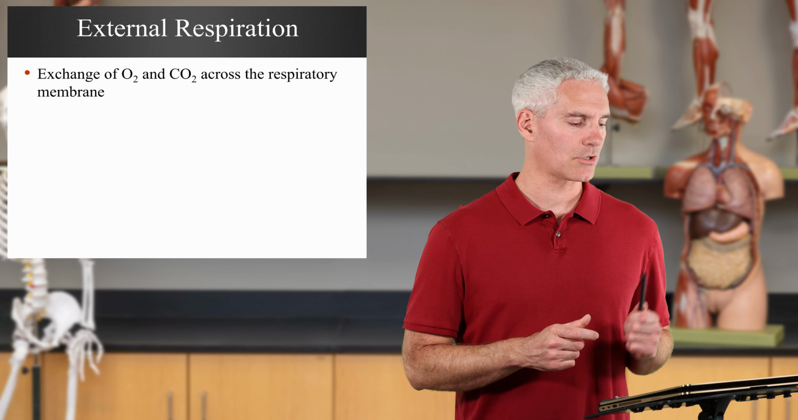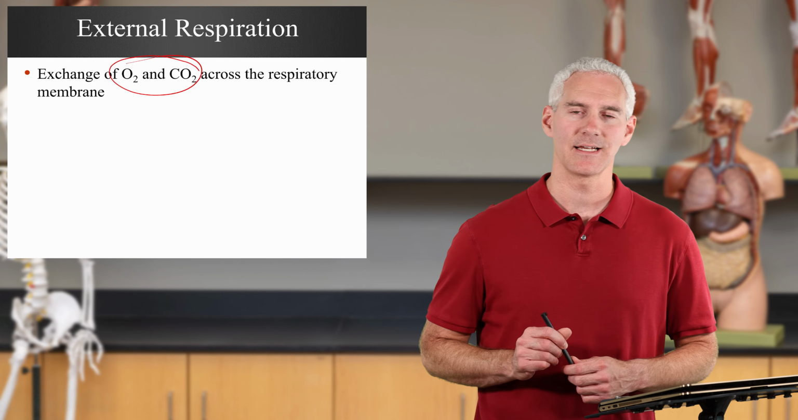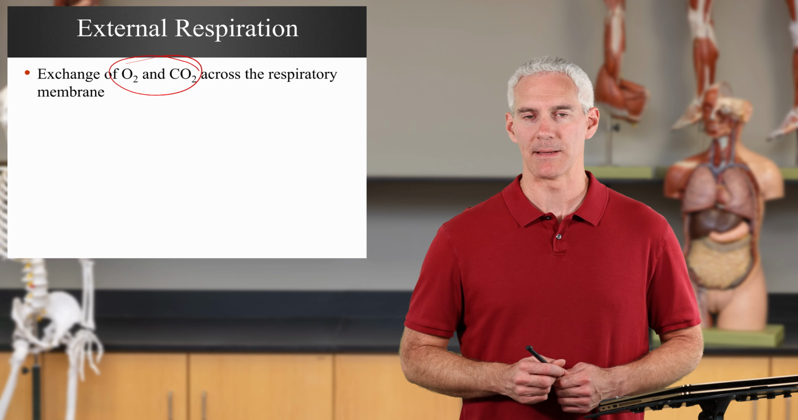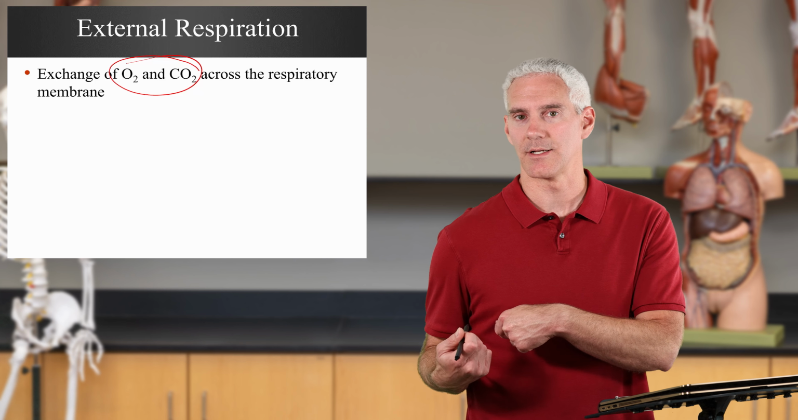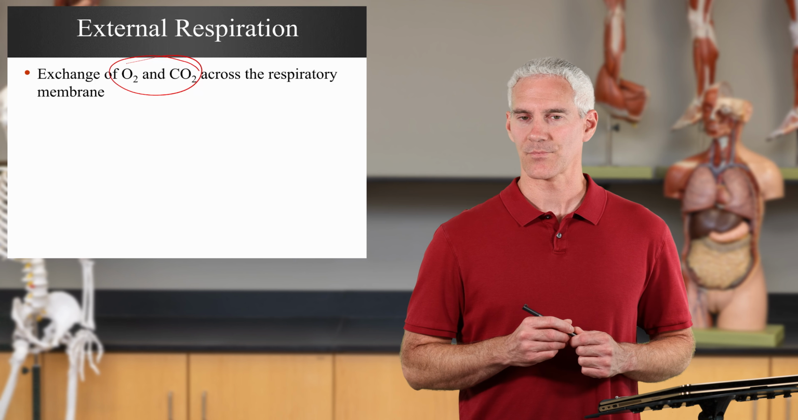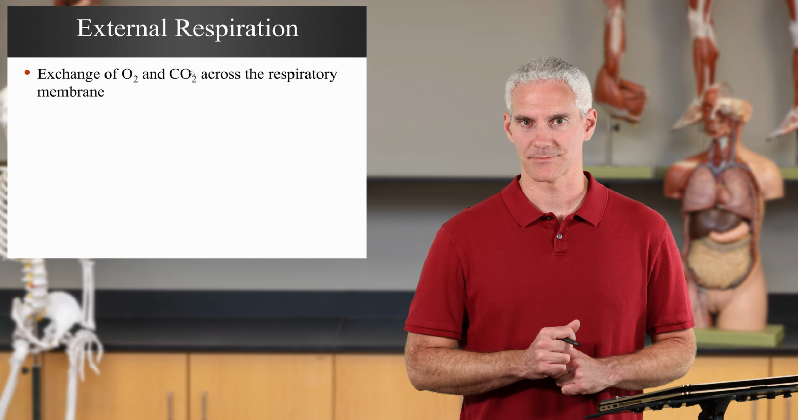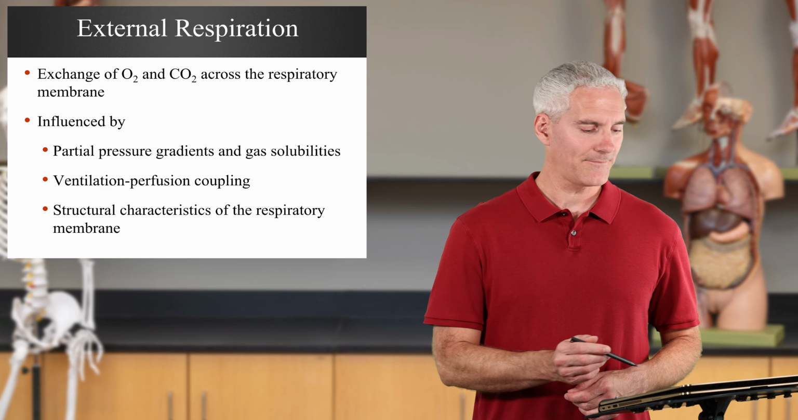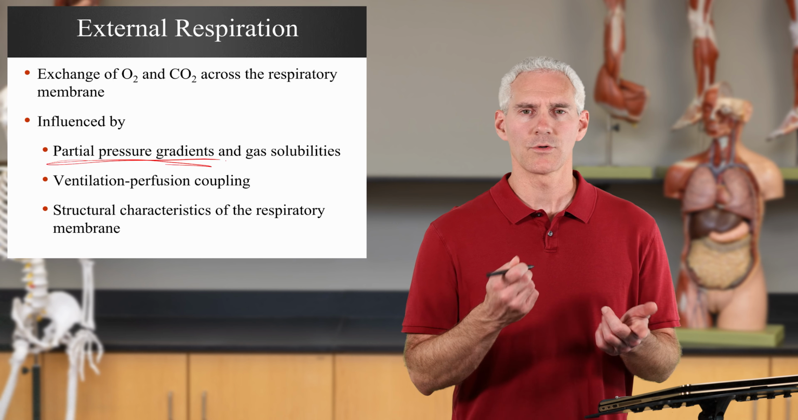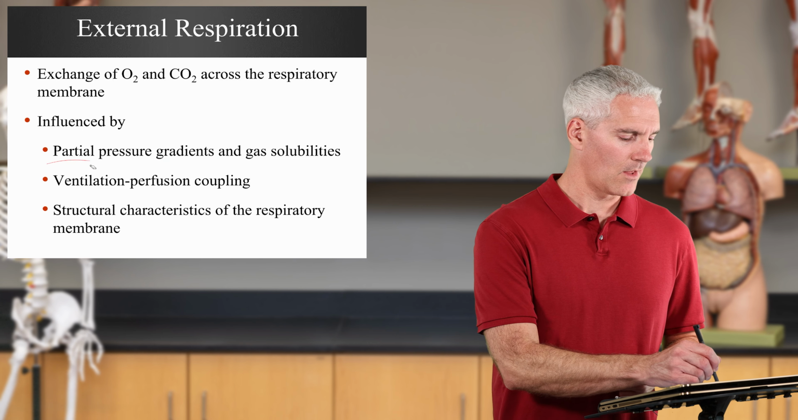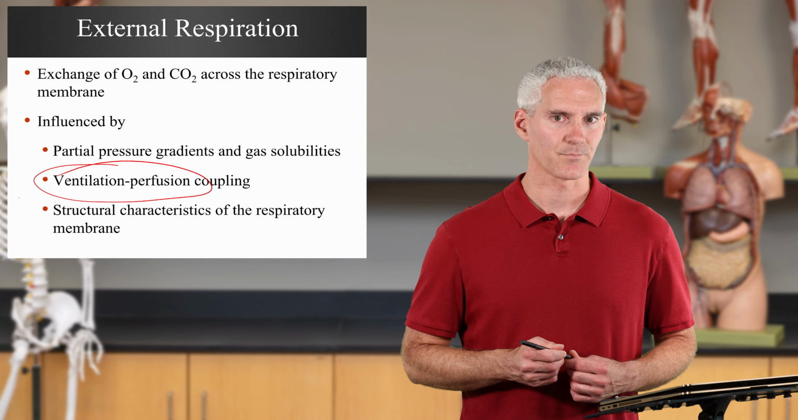All right, so external respiration, exchange of oxygen and carbon dioxide across the respiratory membrane. Now the goal here is to have the oxygen going into the blood, carbon dioxide coming out. That's what will be happening as long as everything's in proper balance. So you're influenced by those partial pressure gradients and gas solubility, which we'll look at a little more in detail. But then you also have this ventilation-perfusion coupling.